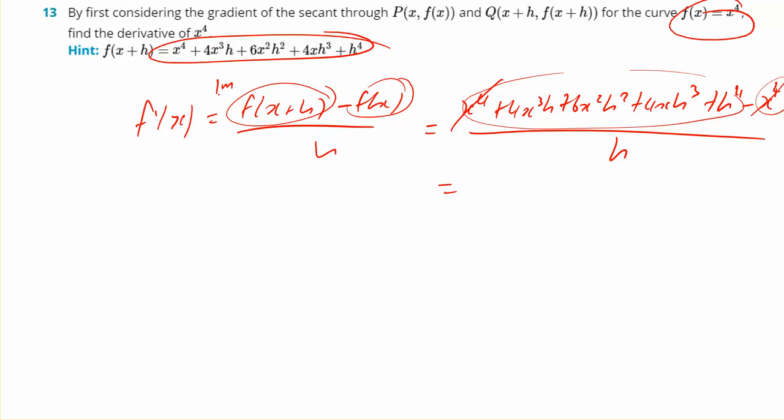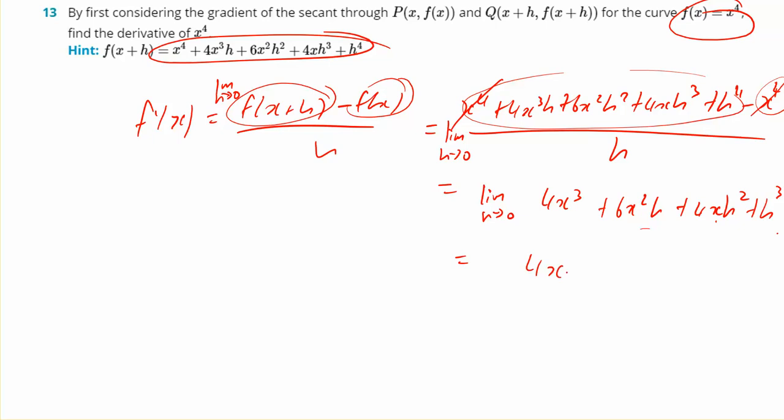Oops, I forgot the limit as h approaches 0. Limit as h approaches 0. Now, I can simplify this. Limit as h approaches 0. If I divide everything by h, I get 4x cubed plus 6x squared h plus 4x h squared plus h to the power 3. So if I let h equal 0, all these terms go away, so you're left with 4x cubed. Which makes sense. If you know a shortcut, that's how it works.